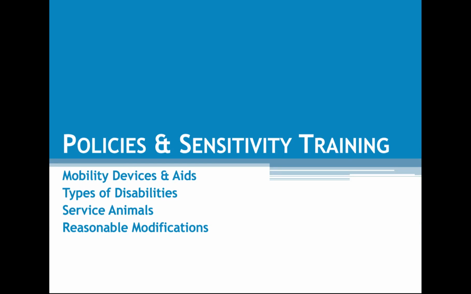Policies and sensitivity training. This is the last section of MST's TAC training. In this section, we will cover the differences between a mobility device versus a mobility aid, the many different types of disabilities, what is a service animal, and the reasonable modifications of the ADA that apply to public transportation.